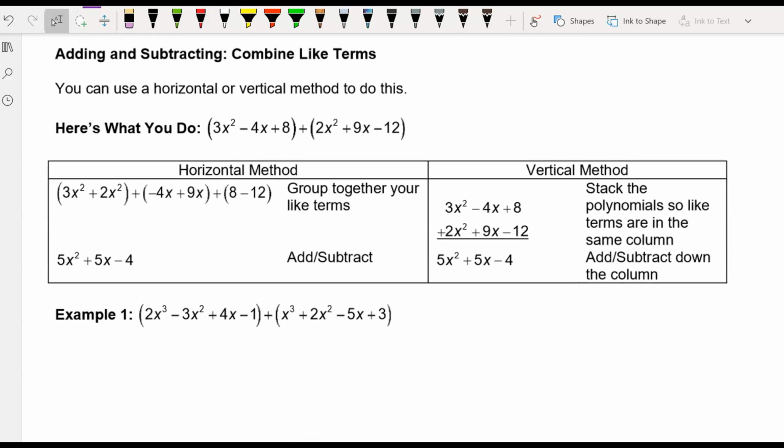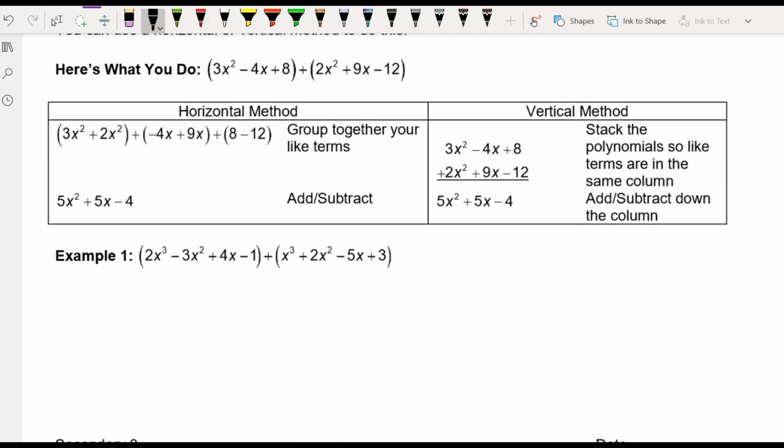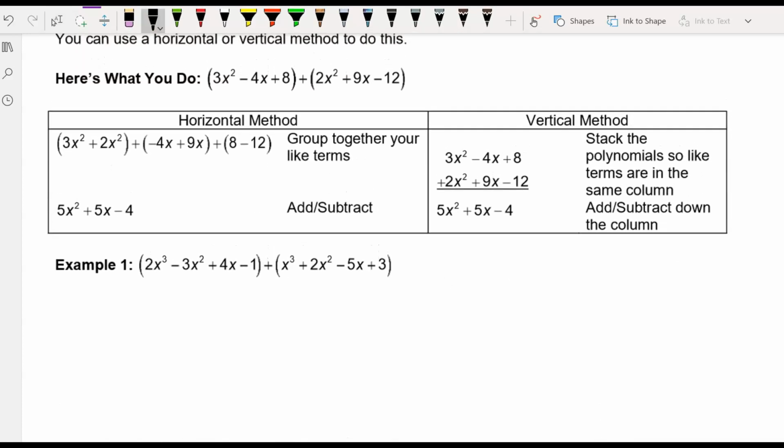Adding and subtracting means we're combining like terms. So you can use a horizontal or vertical method to do this. So horizontal, you group together your like terms, then add and subtract. Vertical method, you stack the polynomials, and then you add them like you would normally add your numbers together. So those are two different examples. You can look at those. You can pause and work through them just to make sure that those answers are correct if you'd like. Okay, let's move on to example 1.